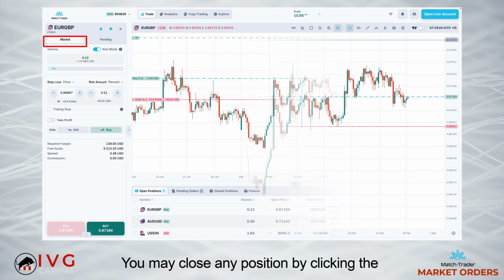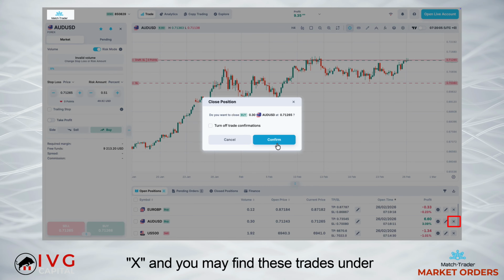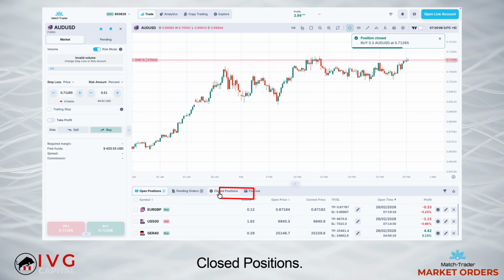You may close any position by clicking the X. And you may find these trades under Closed Positions.